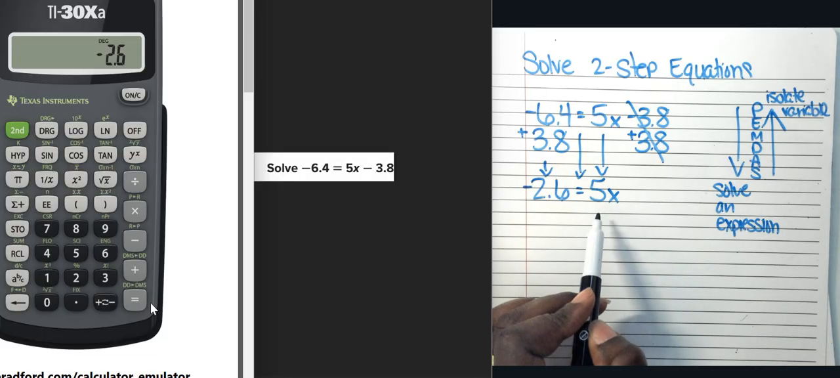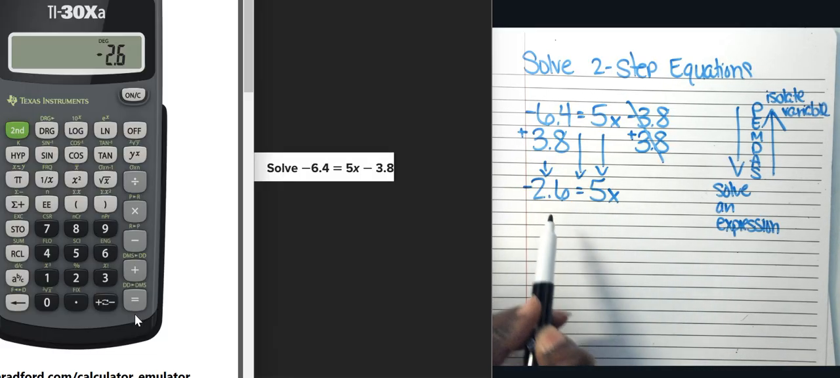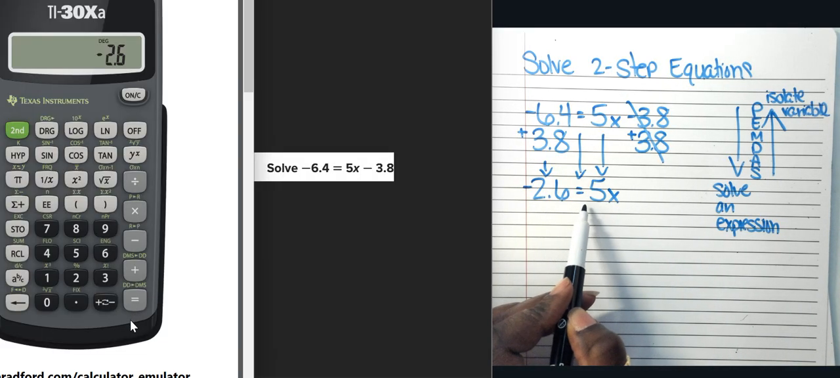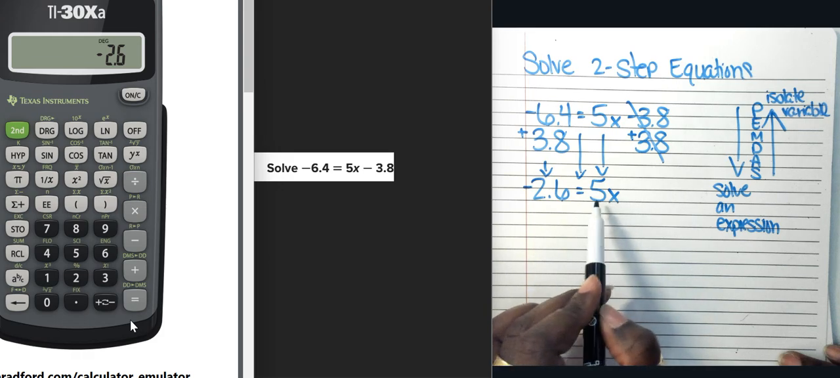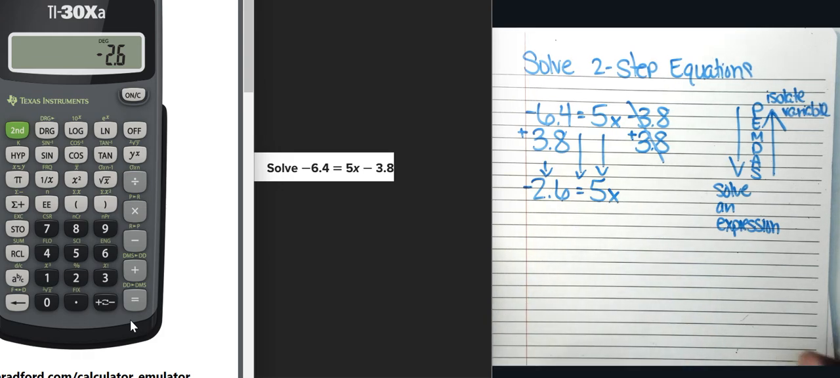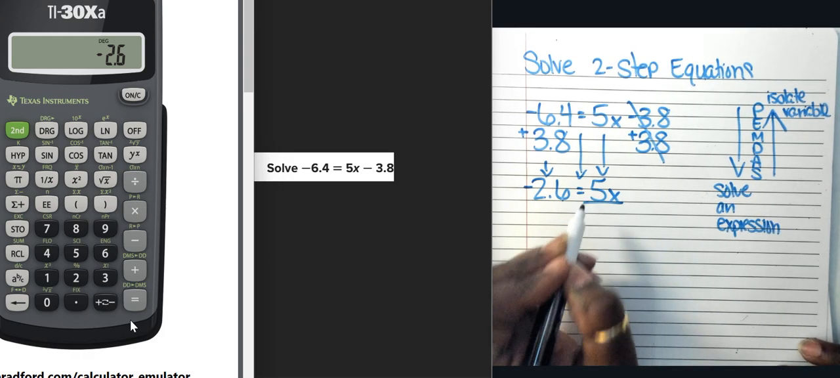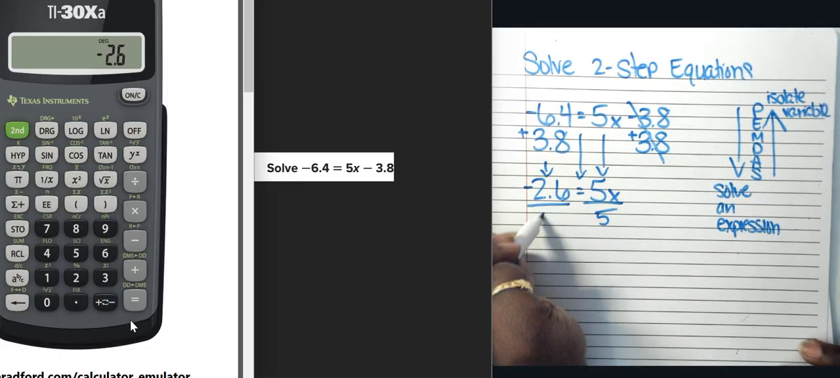Okay, so now what do we have? Now we have negative 2.6 is equal to 5x. The variable is still not by itself. So now what we need to do is figure out what operation is happening between the 5 and the x. I see that we're multiplying. So I need to use the inverse operation, which is going to be division.